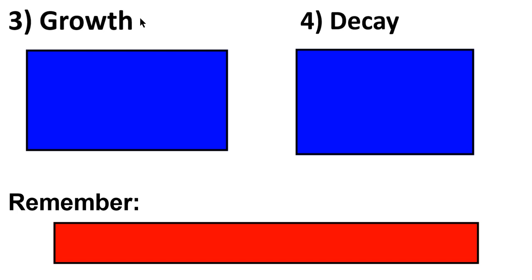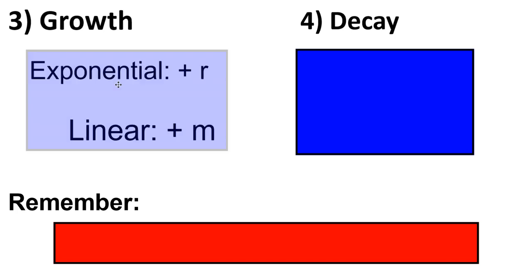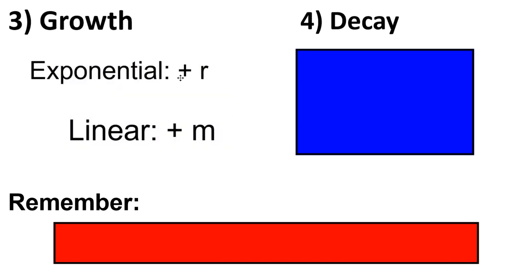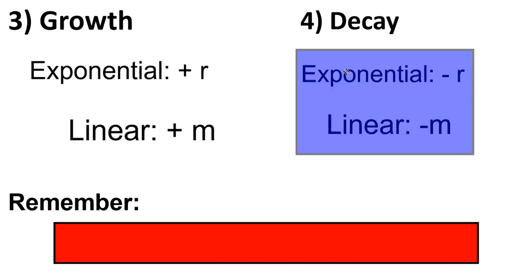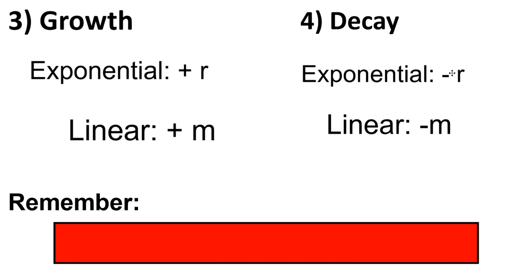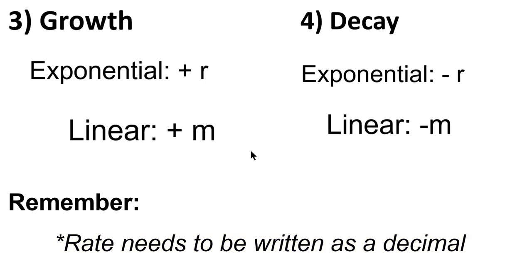Speaking of those two, when it is a growth model, this is what's going to happen to the equation. We're going to add r for exponential, and we're going to add m for linear. When it's decay, we now subtract r for exponential, and we subtract m for linear. And just remember, the rate for the exponential needs to be written as a decimal. 5.5% is not a decimal. It's still a percentage. So divide it by 100 to get that decimal.